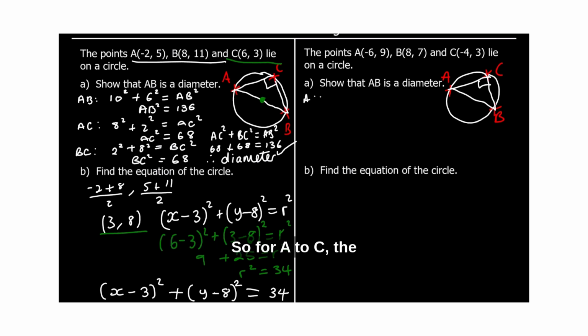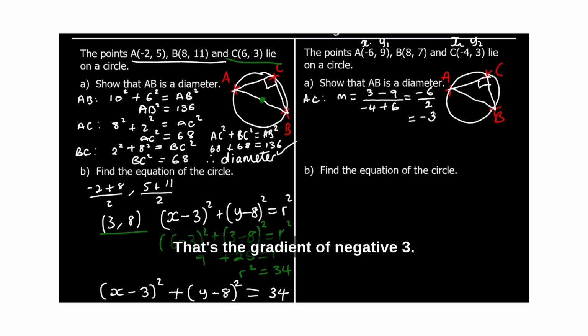So for A to C, the gradient of A to C, let's do x1, y1, x2, y2. So the gradient is the change in the y's. That'd be 3 take away 9 over the change in x's, negative 4 minus 6, so plus 6. That's negative 6 over 2. That's a gradient of negative 3.